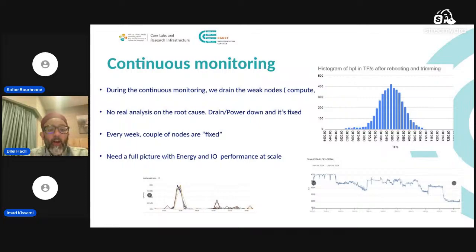you will also need to have a full picture when you have some user. So here I wanted to show you a user. This is the graph that you show, this is Shaheen 3 CPU usage, and this is the energy, or the power, that is used. If I'm reading correctly, it's close to 4 megawatt when it's at full potential.